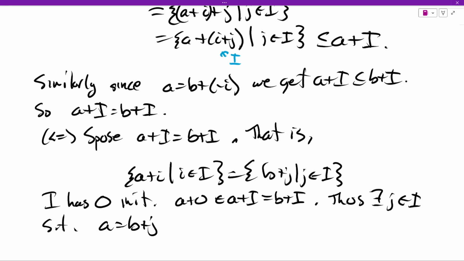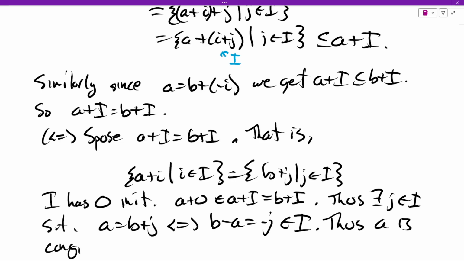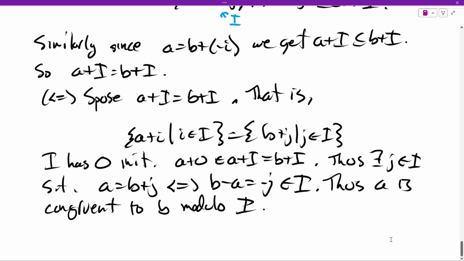Oh, I did this in the wrong order. That's fine. This is equivalent to saying B minus A is negative j, but I is an ideal, so negative j is in I. And therefore that difference is in I. Thus A is congruent to B modulo I. And that's the reverse direction. Now, this says that congruence is the same as these two cosets being the same.